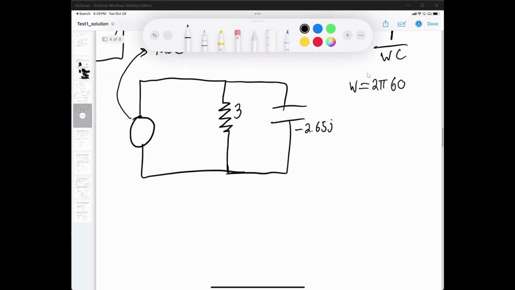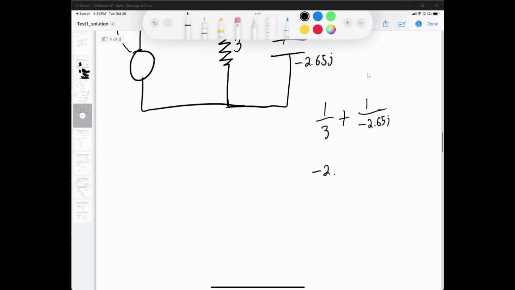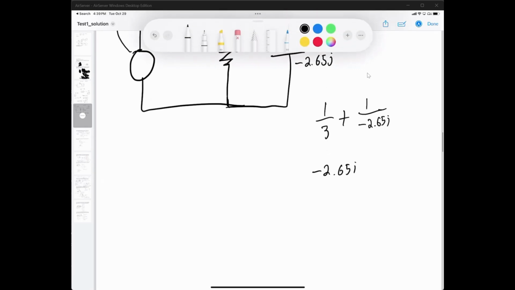Since these are in parallel, we'll combine them like they're in parallel, so we'll get 1 over 3 plus 1 over negative 2.65 j. Cross multiply. Okay, you could also put this in your calculator if it has complex numbers and get an easier answer.